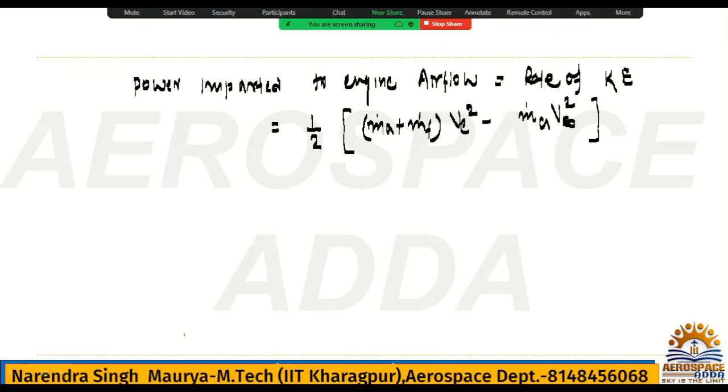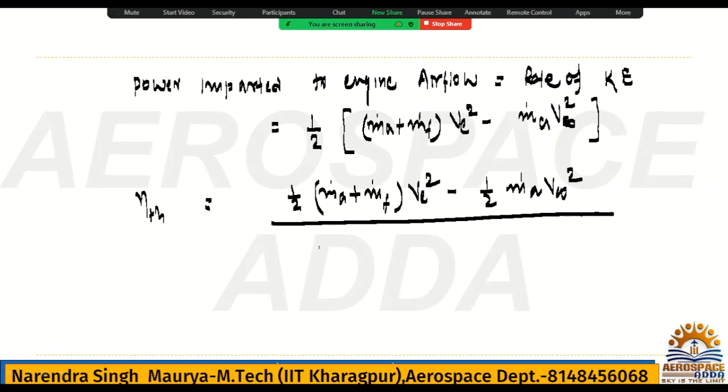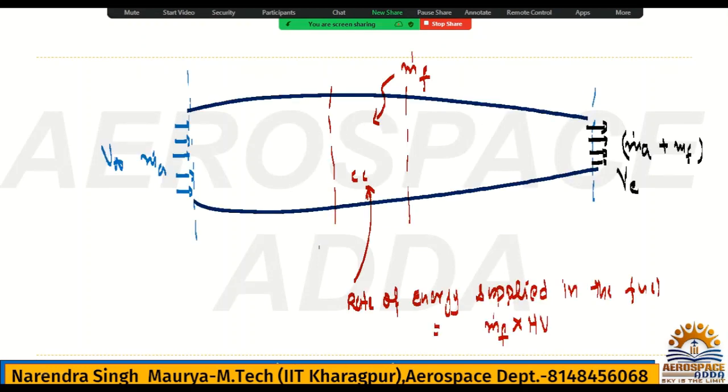So now what will be the eta th? Eta th will be the power imparted to the engine airflow, which is nothing but 1 by 2 (m dot a plus m dot f) Ve square minus 1 by 2 m dot a V infinity square, divided by the equivalent amount of energy supplied in the fuel, which is m dot f into HV.